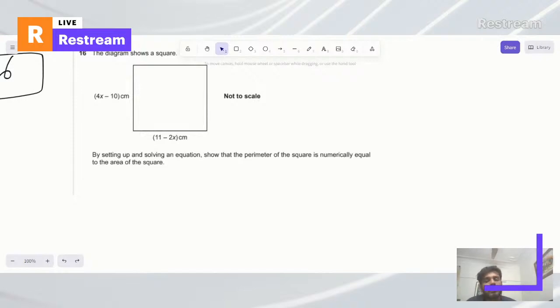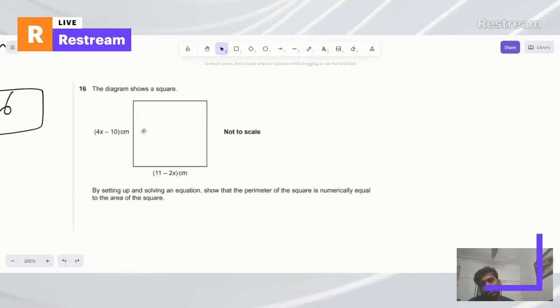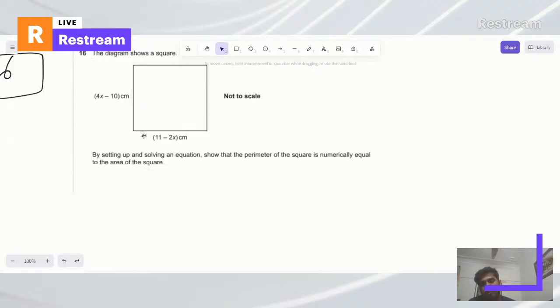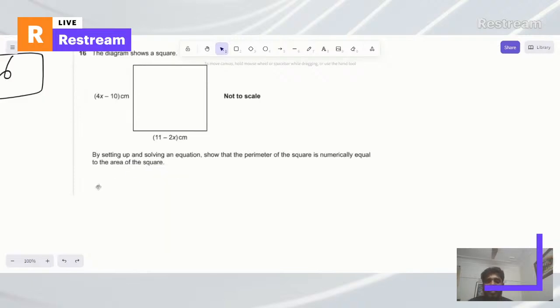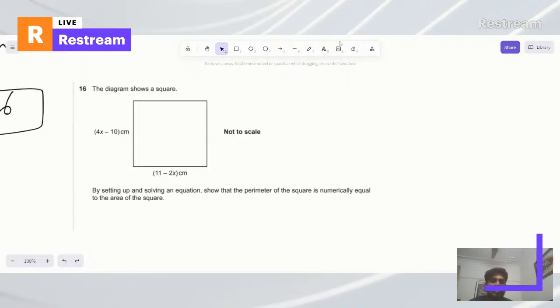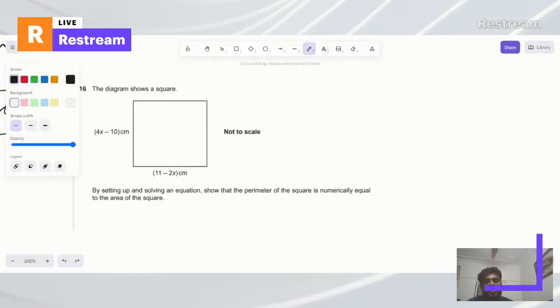Now this is a square. They've asked us that by setting up and solving an equation, show that the perimeter of the square is numerically equal to the area of the square. If this is a square, then the lengths of both of these should be exactly the same. Maybe they've mentioned it as a square, but it's actually a rectangle. So let's see if we do it correctly.